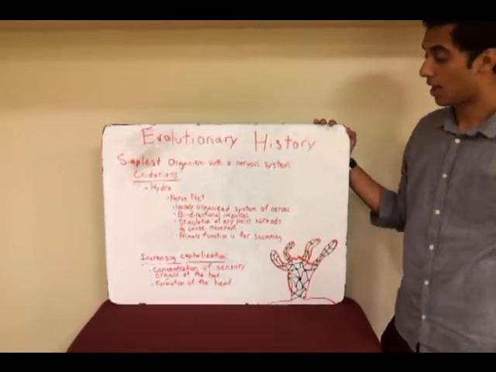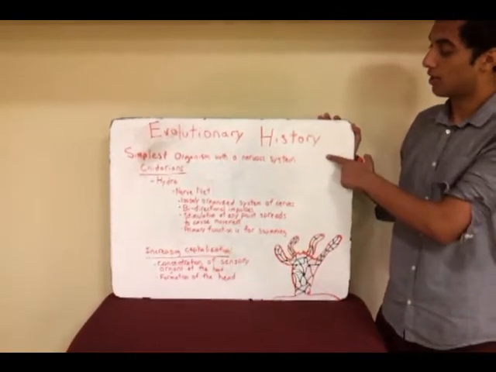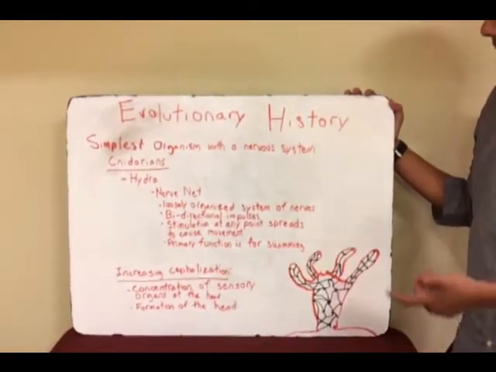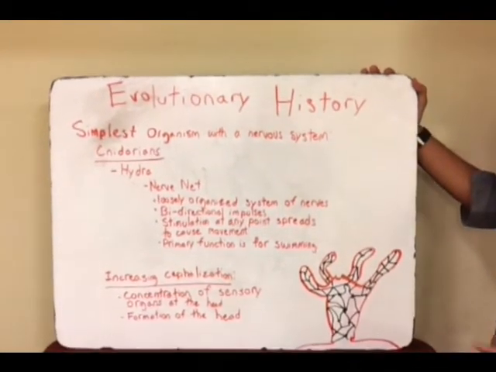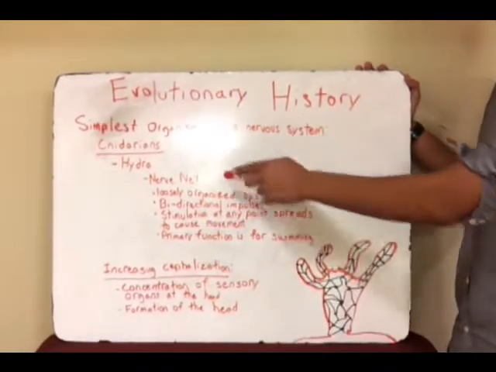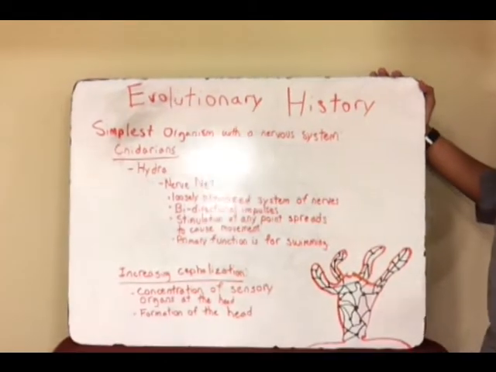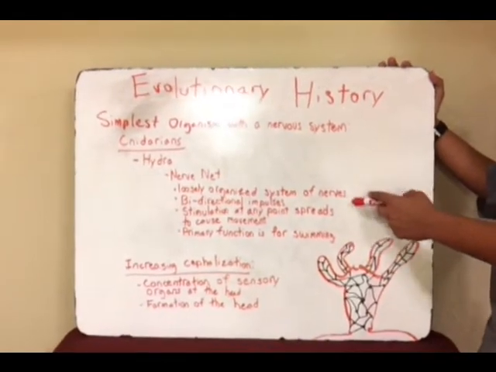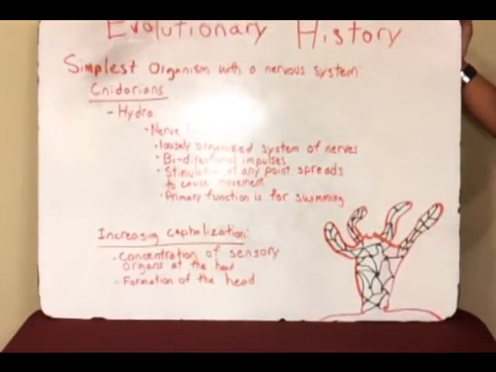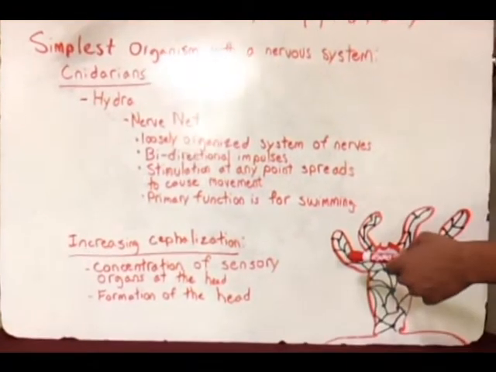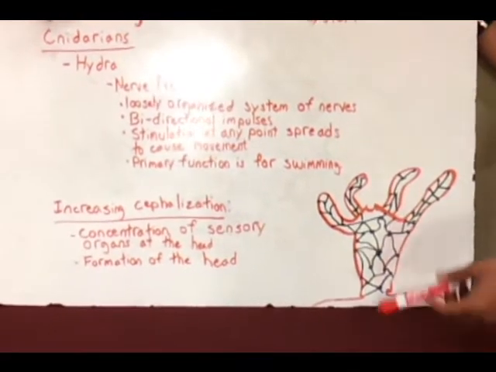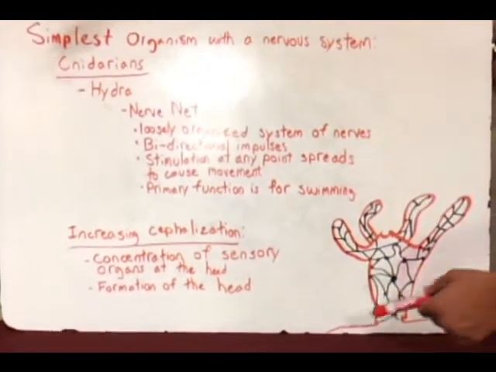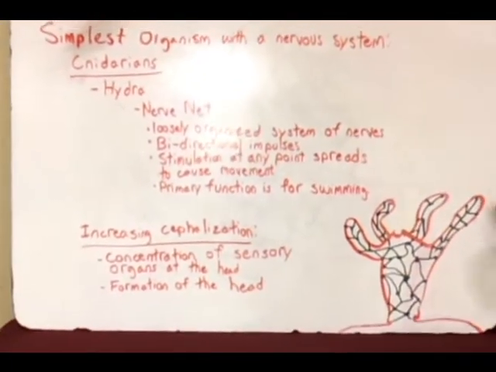Nervous system, and we're first going to start with the evolutionary history of the nervous system. The simplest organism with a nervous system is a cnidarian, which is the same as a hydra, and they had a nerve net, which is basically a loosely organized system of nerves with bidirectional impulses, which means that throughout the hydra, the impulses can go forward, backwards, up, down, in any direction. Stimulation at any point spreads across to cause movements. If you touch it here, the whole thing would move.